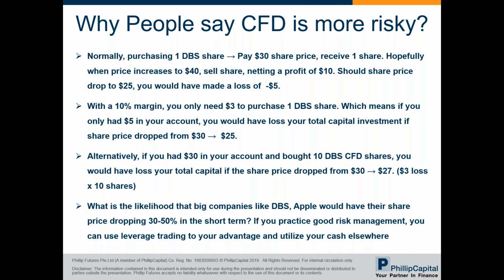Normally when you purchase one DBS share, let's say you pay $30 for the share price, you receive one DBS share and become a shareholder. So hopefully when the price increases to $40, you would sell the share and net a profit of $10. Should the share price drop, then you would have an unrealized loss of $5. Or if you sell off your share, then you have lost $5 in that transaction. So with a 10% margin, you only need about $3 to purchase one DBS share, which means if you only had $5 in your account, you would have lost your total capital if the share price dropped from 30 to 25. So that's a $5 loss.